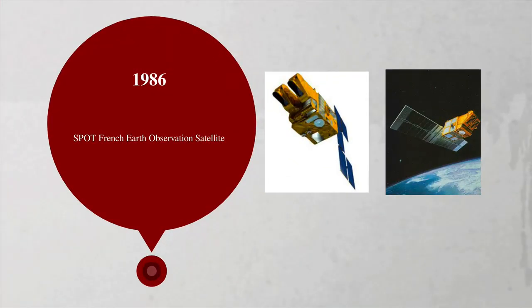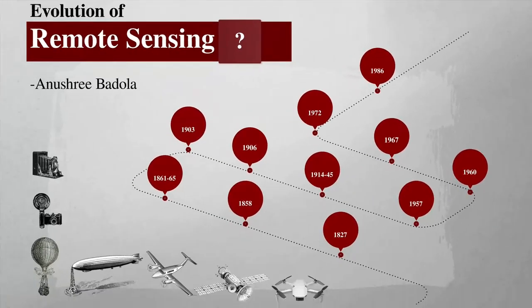French Space Agency launched their first Earth observation satellite named SPOT in 1986. Since then, many satellite programs have been launched by different countries. In the modern era, many advances have been made to remote sensing technologies. Cameras have been upgraded to multi-band sensors. Airborne remote sensing is also a field which is being explored with the commencement of drones.